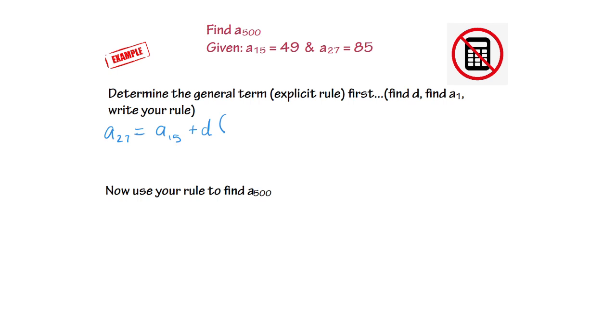That's 12 times. So I'm going to put a 12 right here. And we can go ahead and fill in that the 27th term was 85, the 15th term was 49 plus, and here I might just change that to 12d. All right, subtract the 49, divide by 12, and you get a common difference of 3.